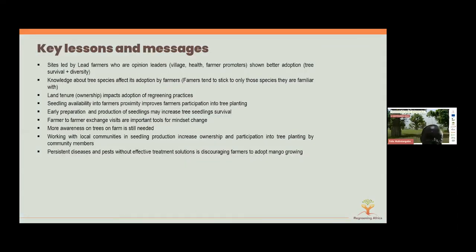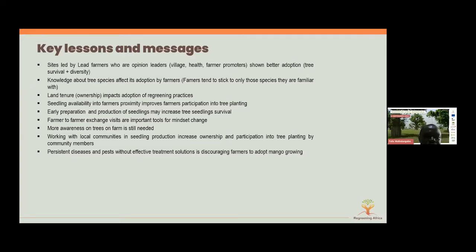Some of the key lessons drawn and the messages. We realized that scaling the sites led by the farmer or opinion leaders, such as village leaders and the farmer promoters, have shown better adoption in terms of tree survival and diversity compared to the rest. Then knowledge about the tree species affects its adoption by farmers.